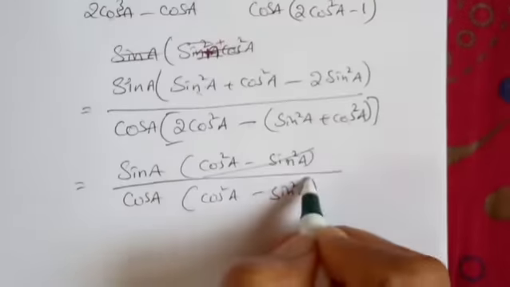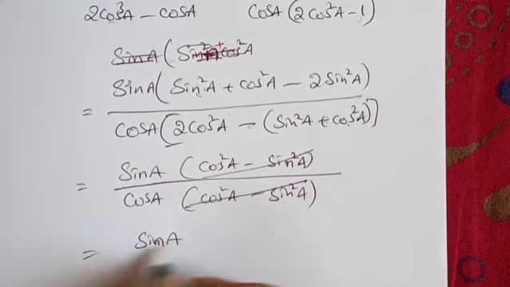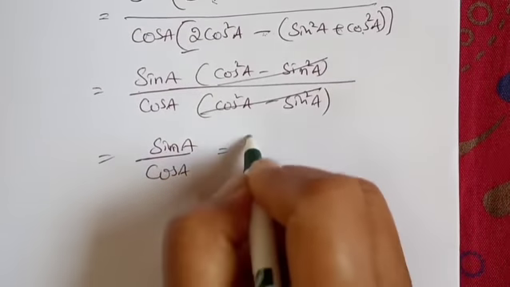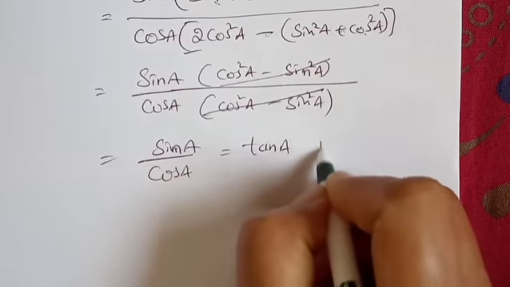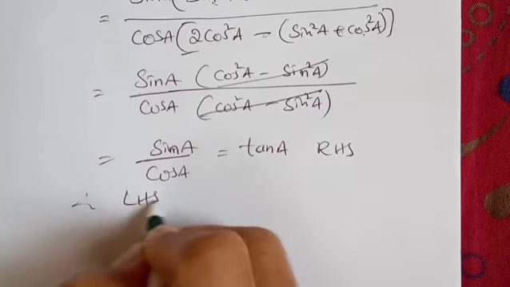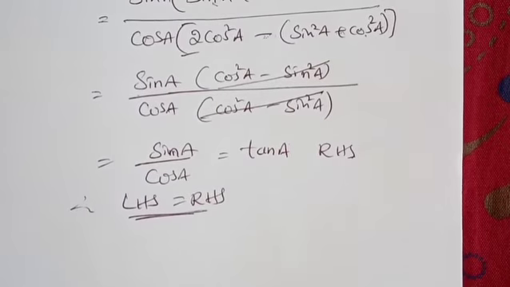So these two are common. So what is left? Sin A by cos A is left. This is what? Tan A. This is what? RHS. Therefore, LHS equal to RHS. Okay, children?